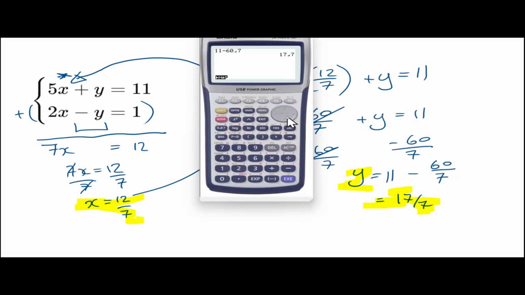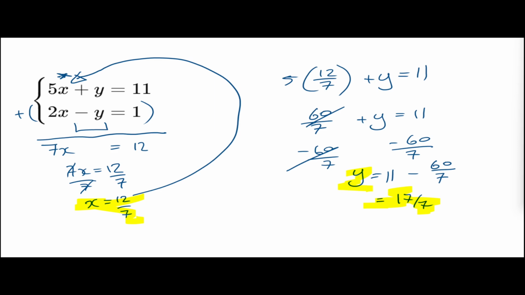Let's jump on the calculator just to make sure that it works. Two unknowns, 5, 1, 11, 5, 1, 11, 2 minus 1, 1. Okay, so x is 12 over 7, moving down, y is 17 over 7, which is what we got. How about that? It worked.